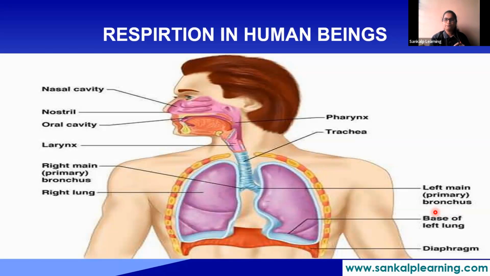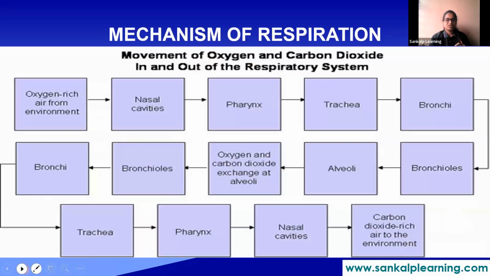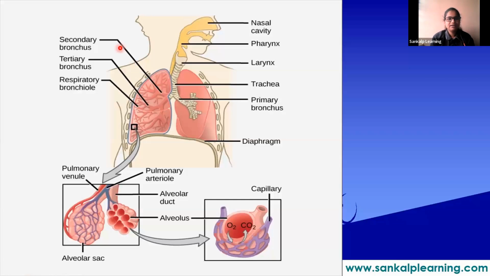Let me show you. Okay, just a minute. Yeah, see here, this is a trachea. What you are seeing, this is a primary bronchus, the first branch. Again, you are seeing many branches over here, no? So these are called bronchioles. See here, these are called bronchioles. Fine.